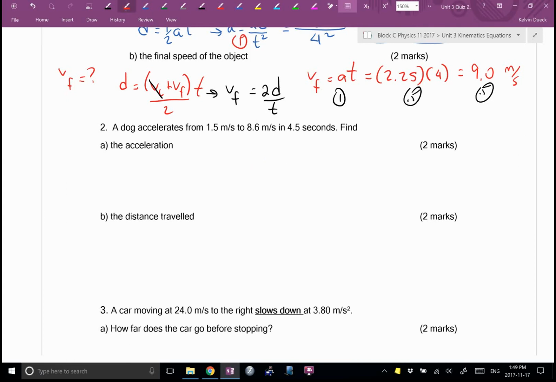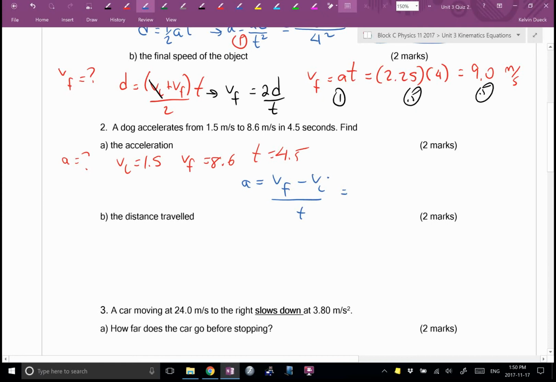Number 2. Looks like VI is 1.5, VF is 8.6, T is 4.5. If I'm looking for an equation, I think it's going to be A equals VF minus VI over T. Is that correct, folks? I'm going from memory here.